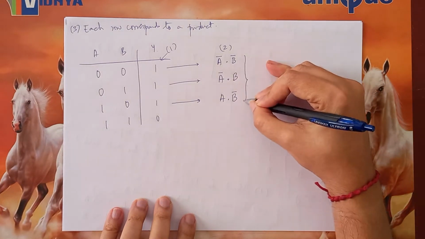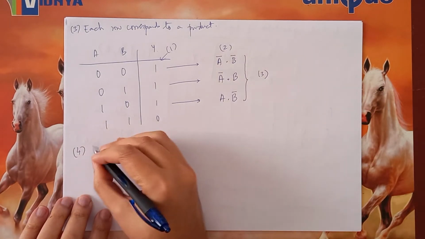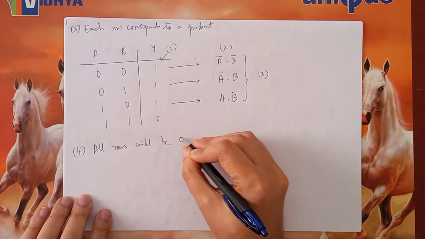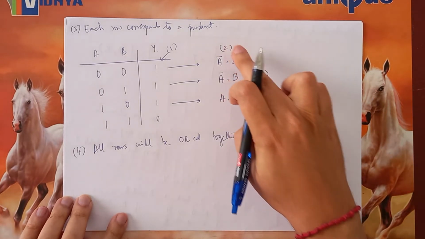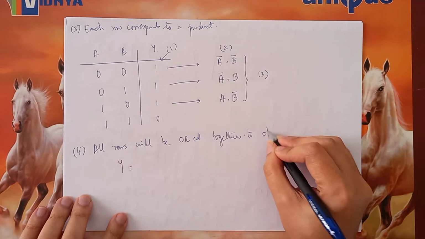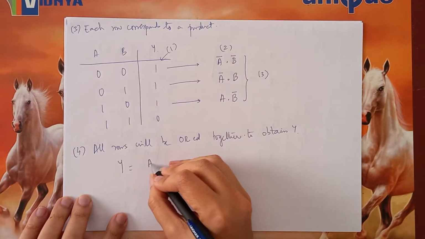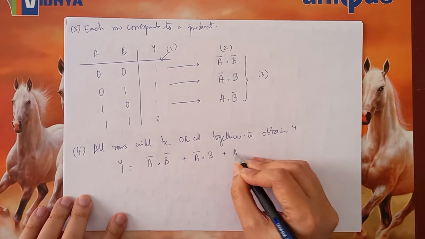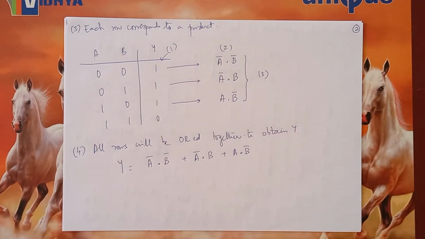So we have completed step number 3. And step number 4 is all rows will be ORed together. So therefore we have 3 product terms. So therefore we can write y as equal to the OR of all of these, that is a bar dot b bar plus a bar dot b plus a dot b bar. This is what we get.